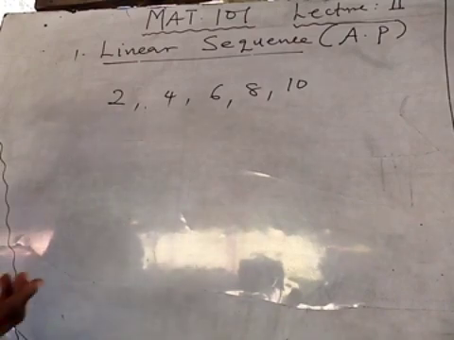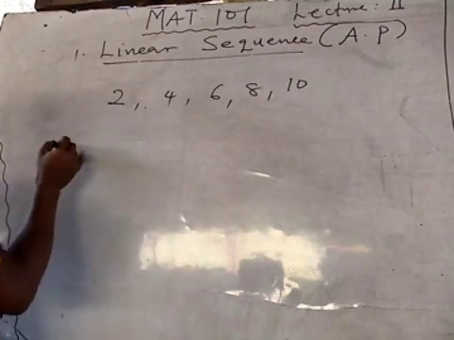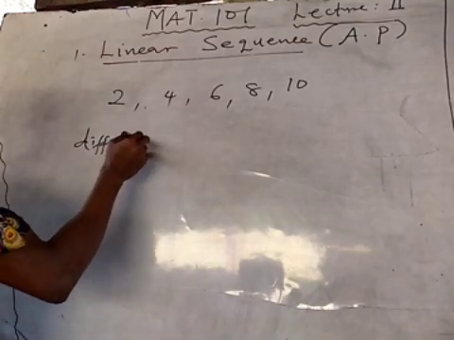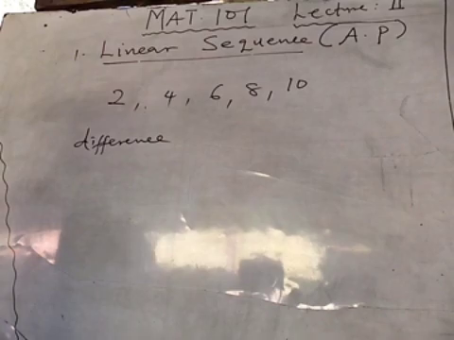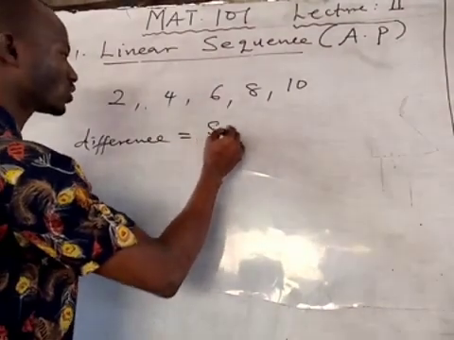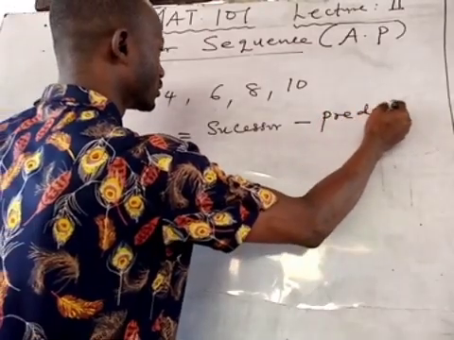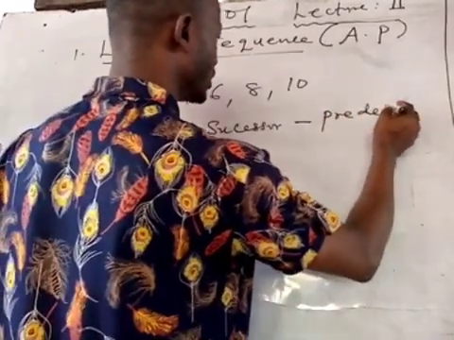How do we know the difference? Very simple. Please take note. How do we get the difference in a linear sequence? Difference is equal to the successor minus the predecessor. Successor minus the predecessor.